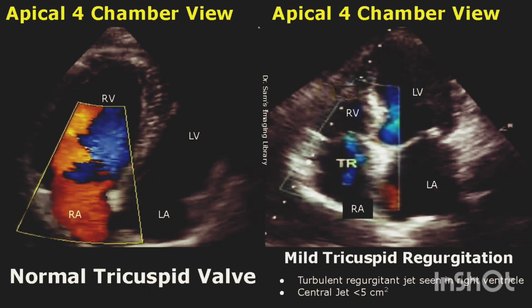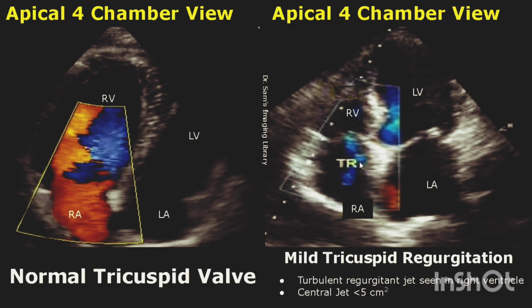Now we will move on to tricuspid valves. In this apical 4-chamber view, with the color Doppler applied in the right ventricle and atrium, we can see normal blood flow through the tricuspid valve. There is no turbulence or color mixing over here.